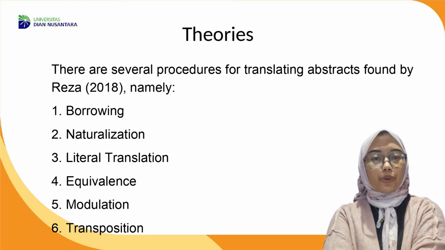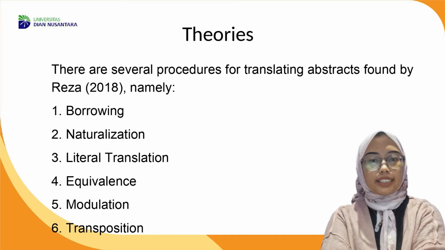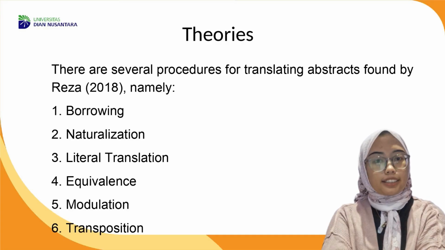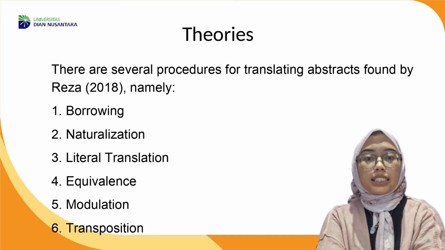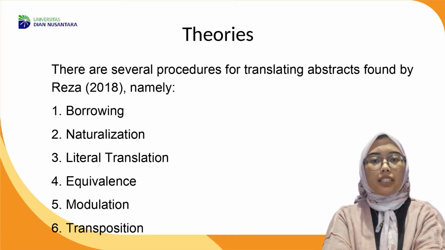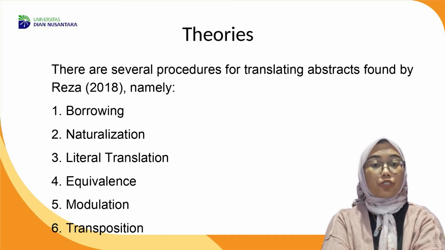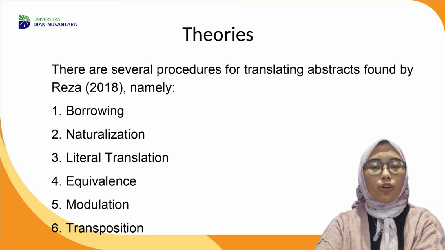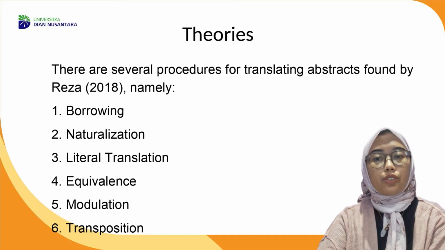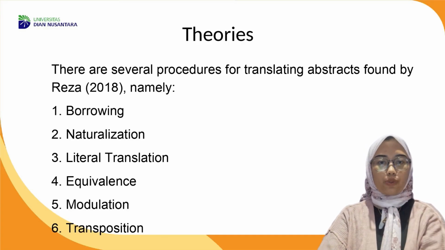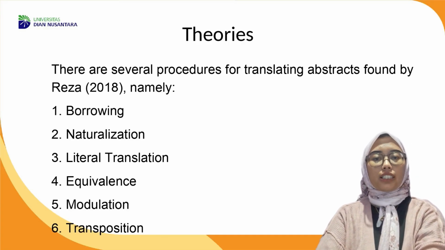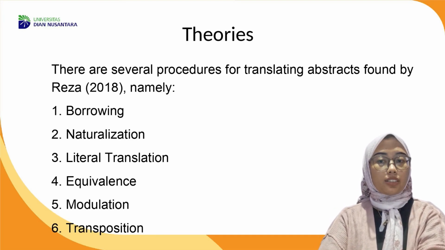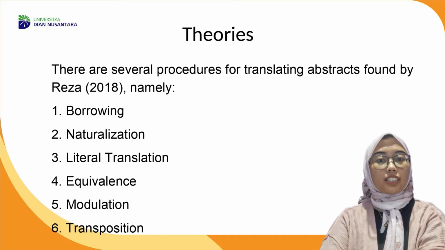Well, the theory that we are going to use in this presentation is the procedure of translating abstracts found by Reza in 2018. There are six main procedures commonly used in translating abstracts. The first one is borrowing. Borrowing is when a word or expression is directly taken from the source language to the target language. The next is naturalization. Naturalization is the procedure that adapts a borrowed word to the phonology and morphology of the target language.